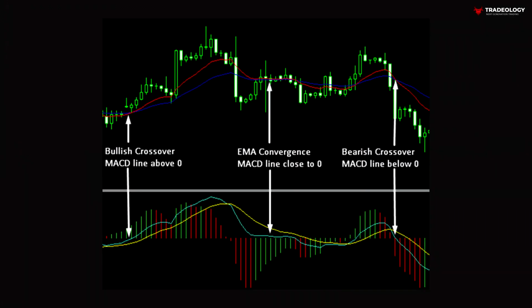Now, in the next image, you'll note how the highlighted crossovers between the 12 EMA (red) and the 26 EMA (blue) of the price coincide with the intersection of the MACD line with the center zero line. So on the left of the image, you'll see that with the bullish crossover, the MACD line moves above the zero line. And in the center, we have an EMA convergence. The MACD line is close to zero. And with the bearish crossover, the MACD line is below zero. The same is true during a downtrend.